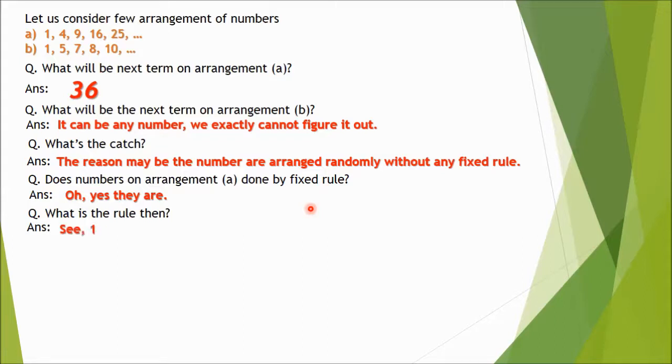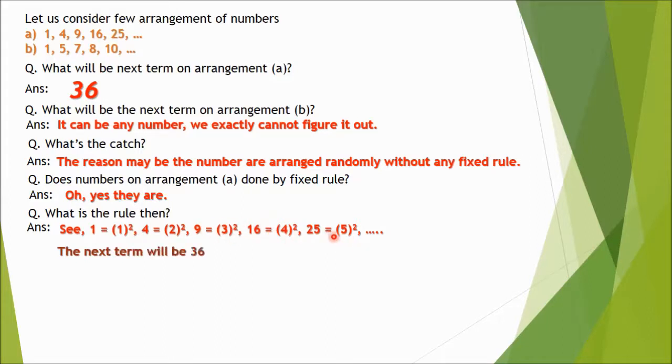1 is the square of 1, 4 is the square of 2, 9 is the square of 3, 16 is the square of 4, 25 is the square of 5. So the next term will be 36, that is the square of 6. We are getting the rule. They are the squares of natural numbers, isn't it?